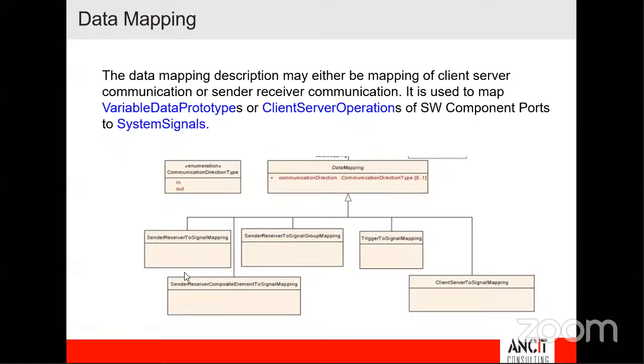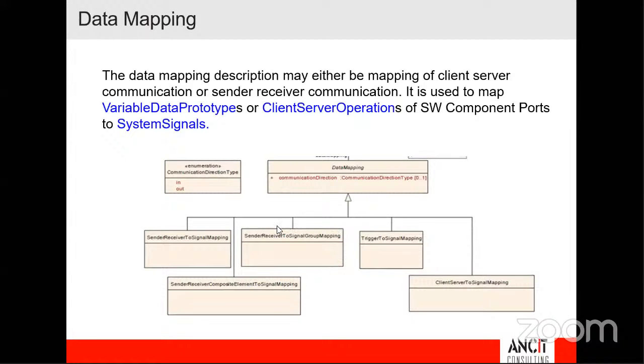If the data types that are used in the sender receiver component are composite data elements, then you use a sender receiver composite element to signal mapping. So you use the sender receiver to signal mapping in case it's a primitive data type. In this case, where you have a composite data type, you will use a sender receiver composite element to signal mapping, right?